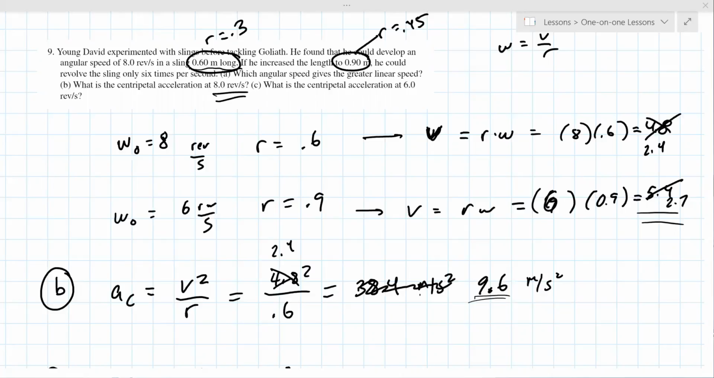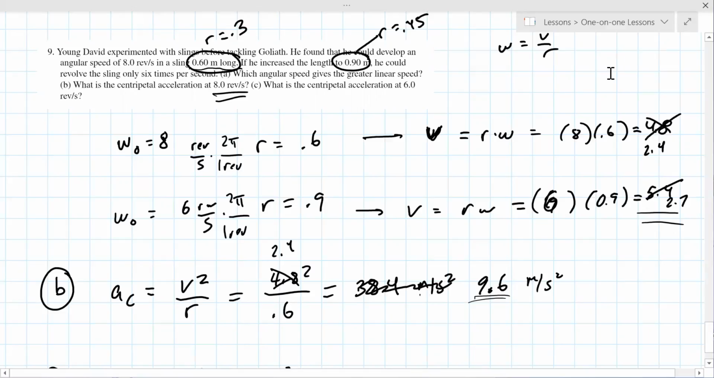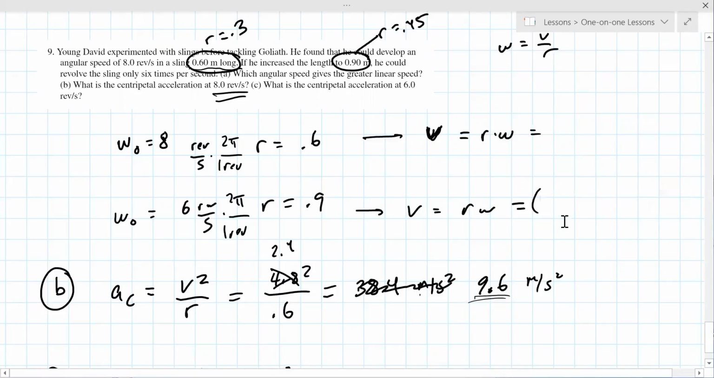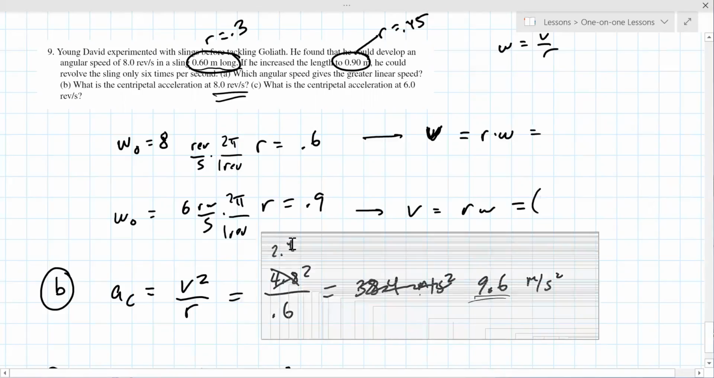Oh, I'm missing a 2 pi. Oh, bless it. Okay, so the revolutions, I didn't convert this, because 1 revolution is 2 pi. Same thing down here. This one has a 1 revolution is 2 pi. So all these numbers change. Let me see if I can clean some of this up here. This is all wrong. Get rid of all that.